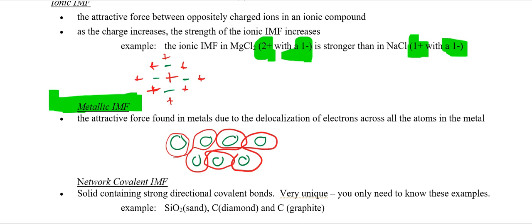Metallic forces can be very strong. Some metals can melt in the palm of your hand, but most metals have really high melting points because that metallic IMF, that metallic bond holding the metal atoms together in a substance, is a very strong interaction. It is only found within metals.